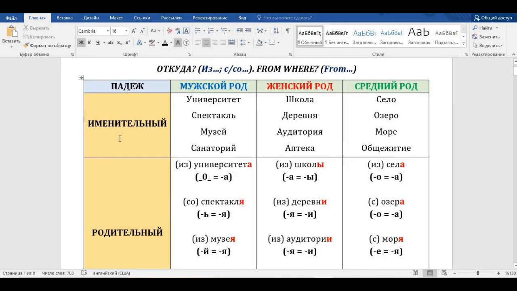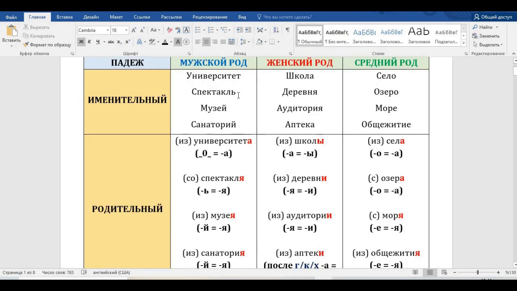So we've got some words in the nominative case of masculine, feminine, and neutral. Мужской род: university, play at the theater, museum, and resort. Университет, спектакль, музей, санаторий. Feminine words: школа, school, деревня, countryside or a small village, аудитория, audience, аптека, drugstore, pharmacy. Neutral: село, village. Деревня and село are synonyms, but село is usually a bit bigger than деревня. Озеро, lake, море, sea, общежитие, hostel.